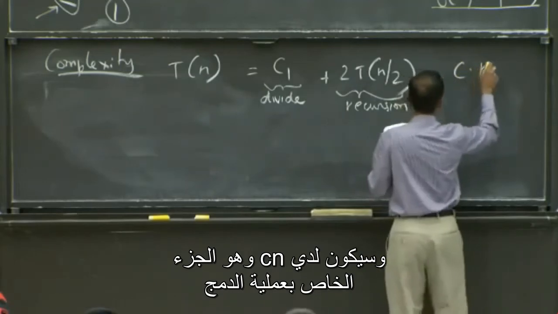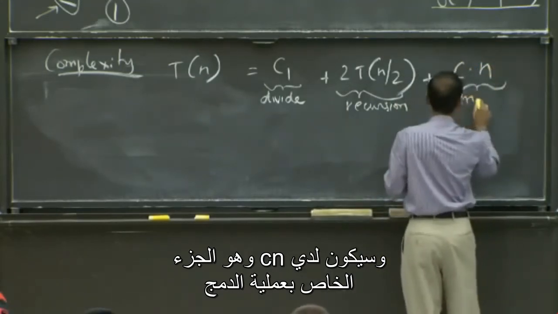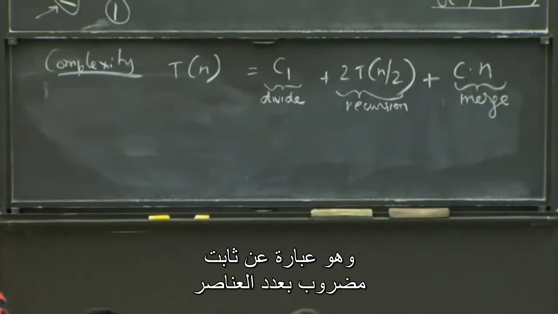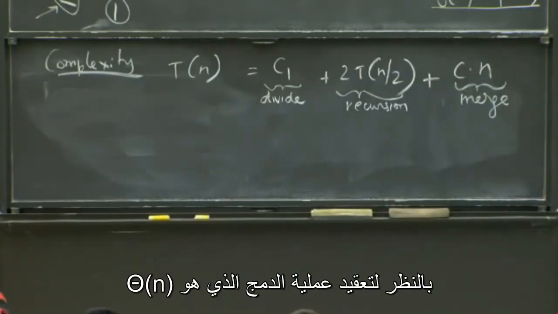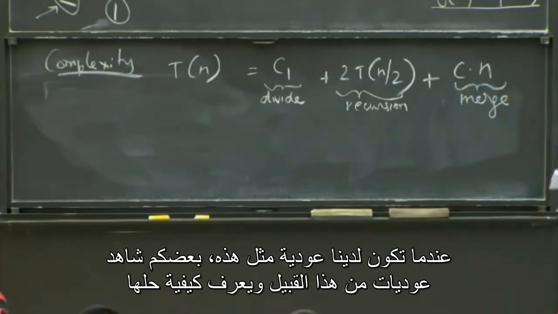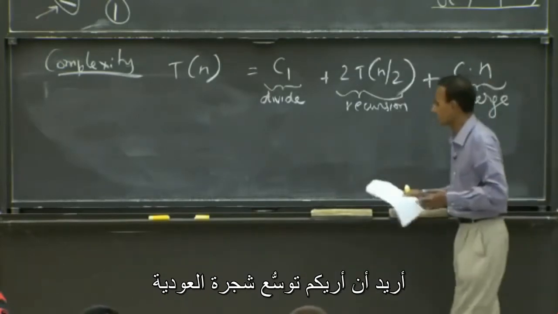And I'm going to have c times n, which is the merged part. Okay? And that's some constant times n, which is what we have here with respect to the theta n complexity. So you have a recurrence like this, and I know some of you have seen recurrences in 6042, and you know how to solve this.